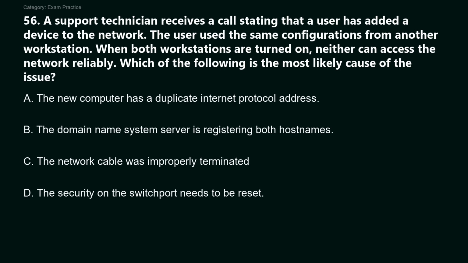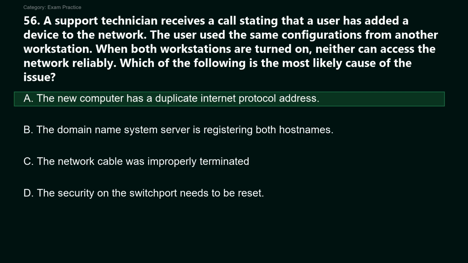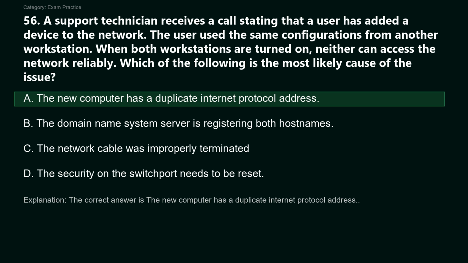Question 56. A support technician receives a call stating that a user has added a device to the network. The user used the same configurations from another workstation. When both workstations are turned on, neither can access the network reliably. Which of the following is the most likely cause of the issue? Option A, the new computer has a duplicate Internet Protocol address. Option B, the domain name system server is registering both host names. Option C, the network cable was improperly terminated. Option D, the security on the switch port needs to be reset. The correct answer is option A, the new computer has a duplicate Internet Protocol address.